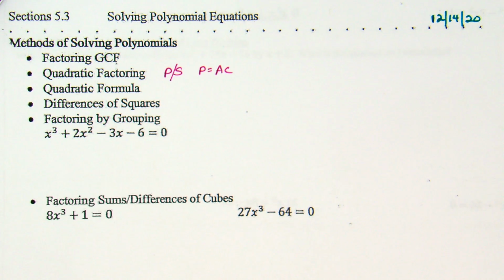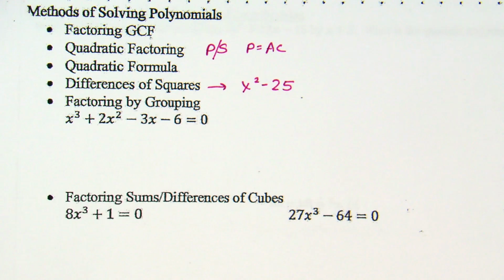Differences of squares. As just a brief review, if you're factoring something that's a difference of squares, that would be like factoring something like x squared minus 25. Do you remember how to factor something like x squared minus 25? Isn't it like x minus 5? Yeah. It goes into two parentheses.